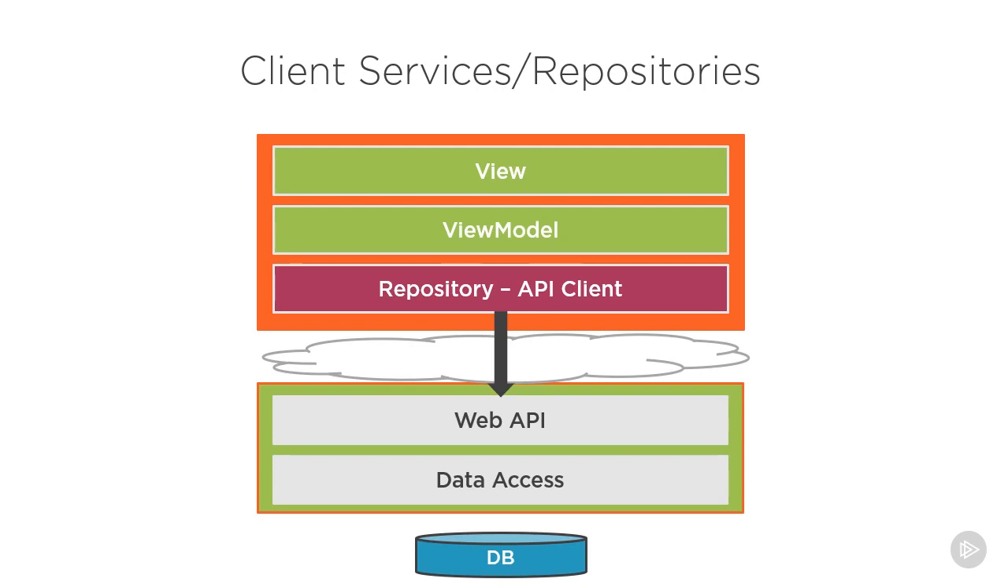Additionally, as part of reading and writing the data to whatever backend you have, a repository can also act as a client-side in-memory cache for data that does not change frequently on the backend, such as lookup lists. It can also cache transient changes made by the client that have not been persisted to the backend yet, even if you navigate off the current view or view model that first managed those changes.